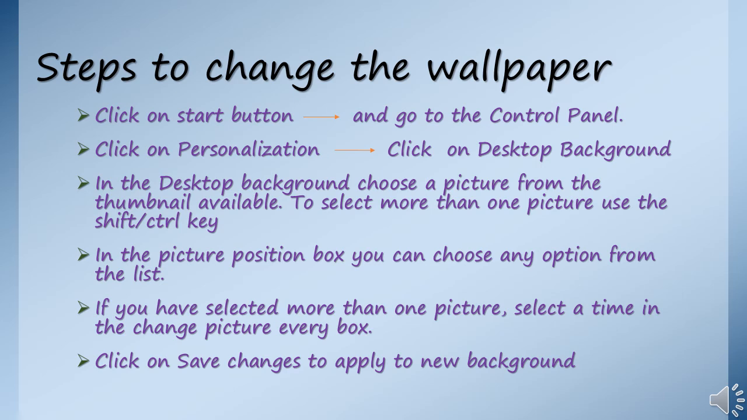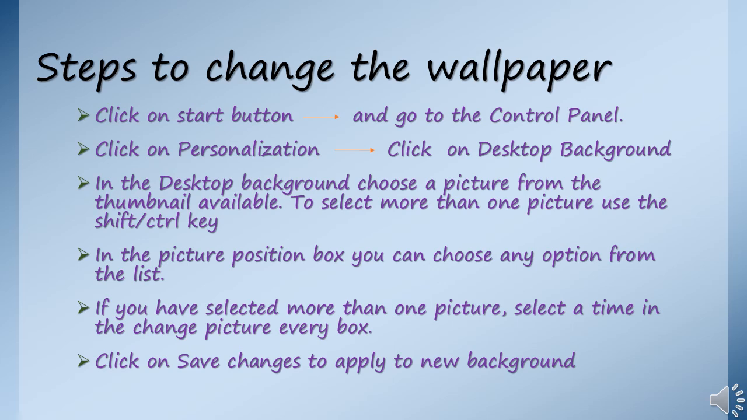Step 3. In the Desktop background window, you can choose a picture from the thumbnails available. To select more than one picture, use the Shift or the Control key. You can click on the drop-down arrow to access other folders or click on the Browse to locate your folder.